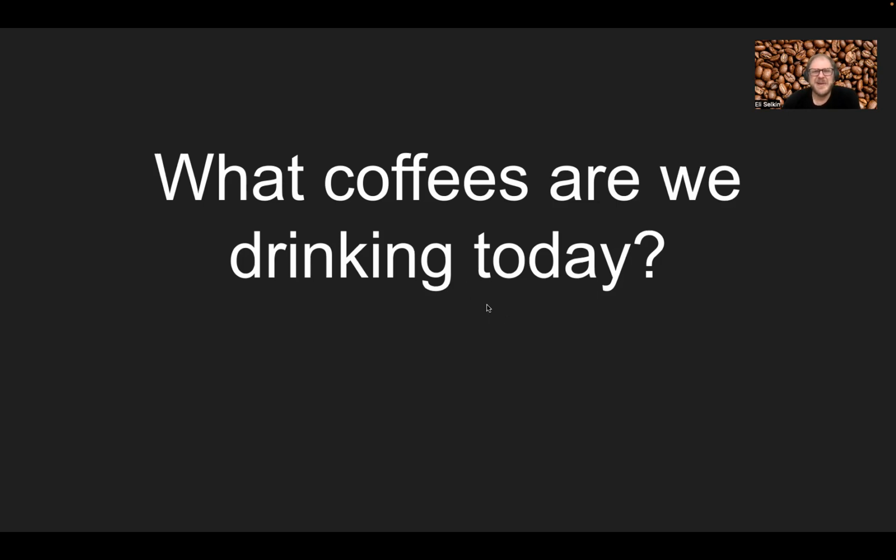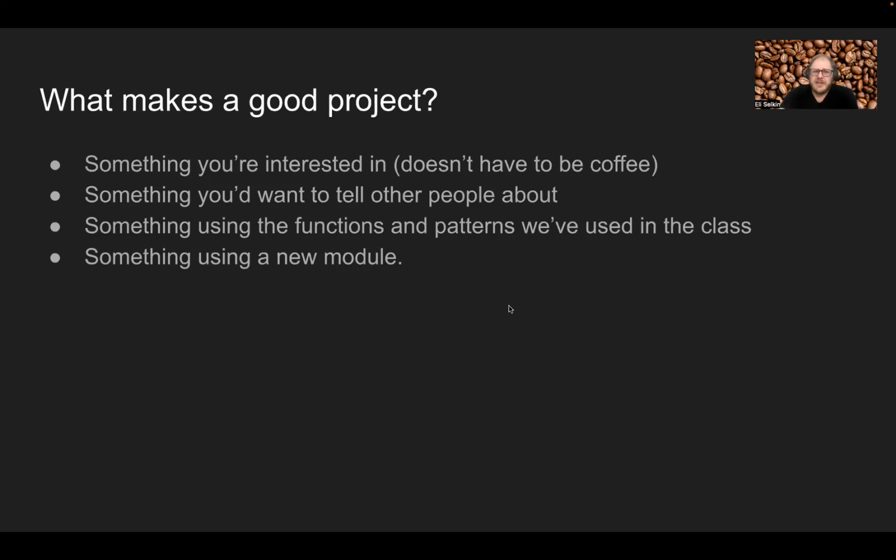For me nowadays. So let's talk a little bit about what makes a good project. So I think there's 4 things that we have to cover here for a Haskell project. First of all, like any other project, it has to be something you're interested in. It doesn't have to be about coffee, even though we're Haskell and Coffee here. It doesn't have to be anything in particular. It also should be something you want to tell other people about.